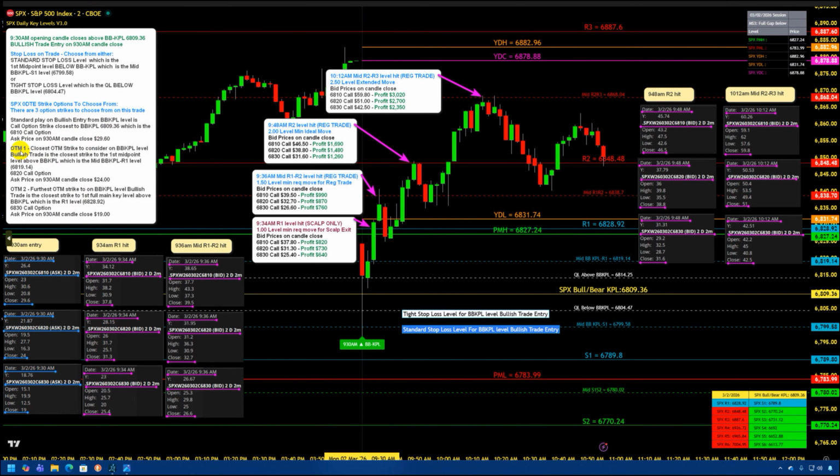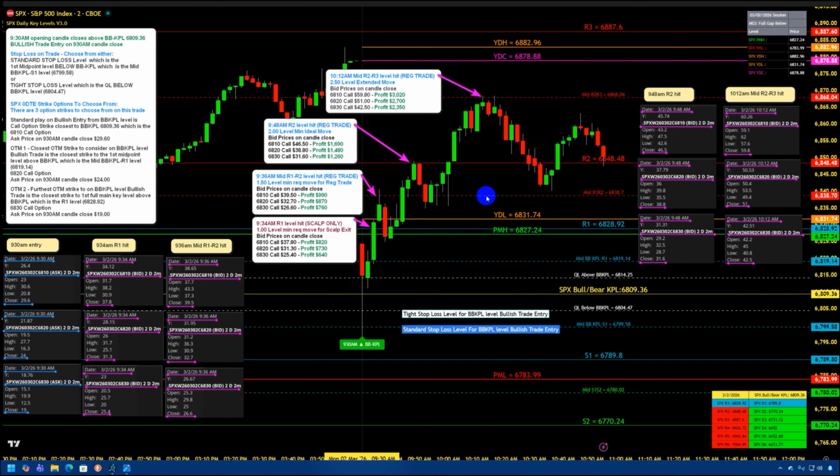If you instead want to use the closest out of the money strike, that again was the 68.20 call option. The ask on the candle close is $24. The furthest out of the money strike was the strike closest to the R1 level, the 68.30 call option, the ask price on the candle close, $19.